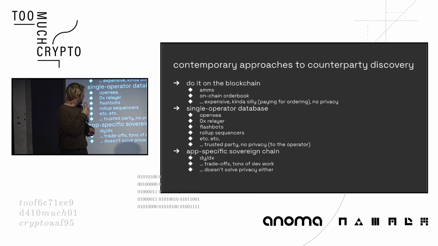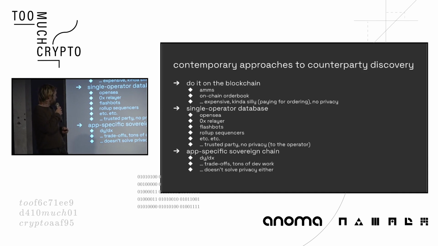Contemporary approaches to counterparty discovery, just to summarize briefly, do it on the blockchain. AMMs do counterparty discovery on the blockchain. On-chain order book works, but it's expensive, kind of silly. You're paying for unnecessary ordering, with no privacy. Single operator database: this is like most things, OpenSea, Relayer, Flashbots, rollups, and so on. Depending on whether it's ZK rollups, not exactly the same kind of trust, but there's some trust here, certainly from a privacy standpoint, and the operator sees everything that's going on, even in some ZK rollup. In particular, MEV in some sense is information asymmetry from some operators seeing information about the thing that you want to be turned into a transaction before it actually is a transaction.